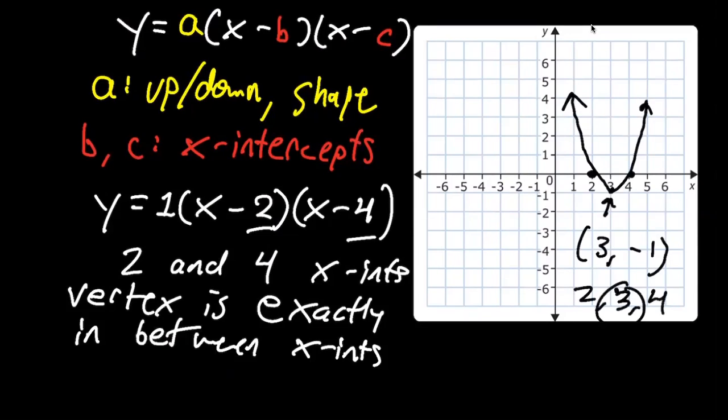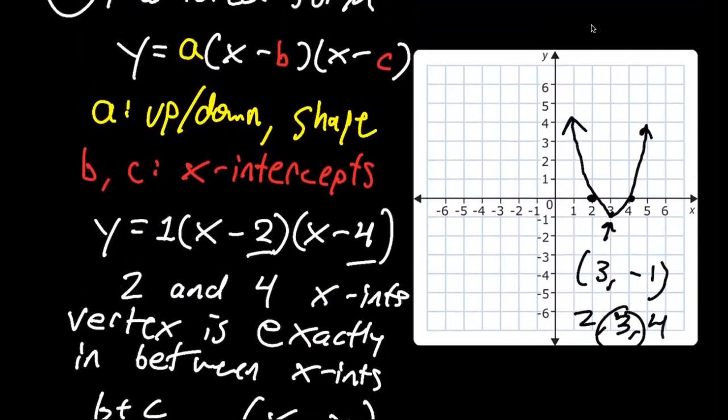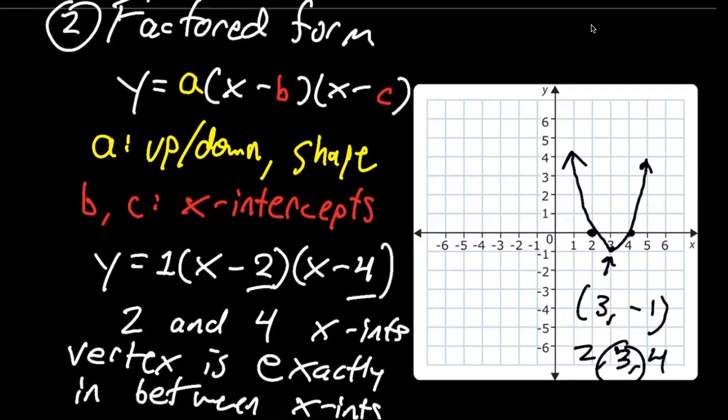and 4. To find our vertex, we can just add the 2 values, b plus c, and divide by 2. We're finding an average between the 2 values. And that's our x value of the vertex. Once we have the x value, we can plug it into our equation to find the y value. So we're told the x-intercepts right away. We're also told some information about stretching or compression and up or down. And then finally, we can find the vertex exactly in between those 2 x-intercepts.